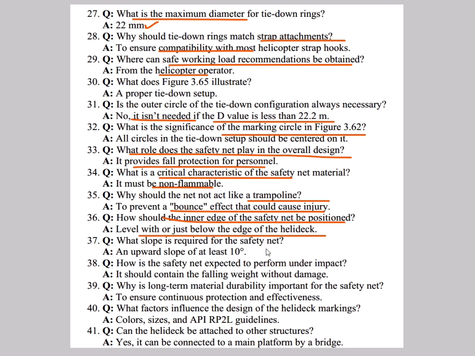What slope is required for the safety net? An upward slope of 10 degrees. How is the safety net expected to perform under impact? It should contain the falling weight without damage. What factors influence the design of helideck markings? That is color, sizes, and APRP2 guidelines. Can the helideck be attached to other structures? Yes, it can be connected to the main platform by a bridge.